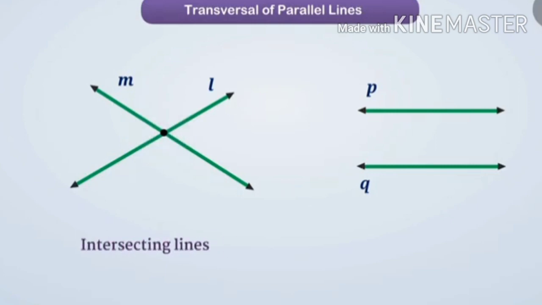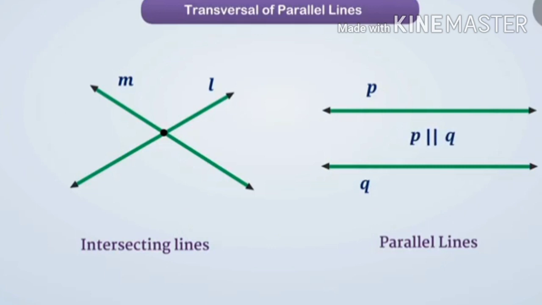Now, look at these pairs of lines. In this pair, no matter how much the line P and line Q are extended, they will never intersect each other. That is, the distance between these two will always remain the same. Lines that never intersect are called parallel lines. The line P and line Q are parallel. We show it like this.